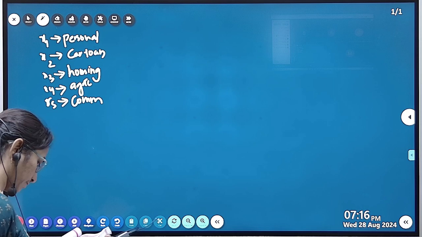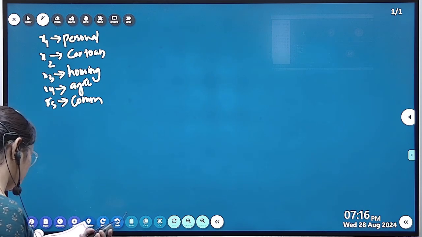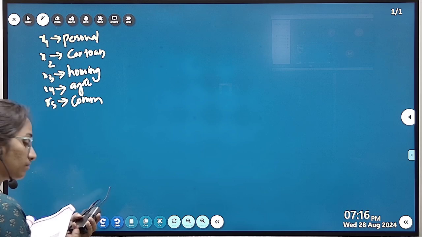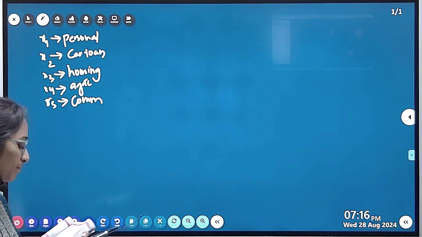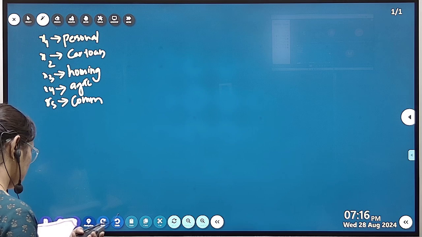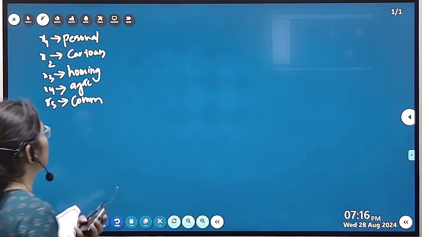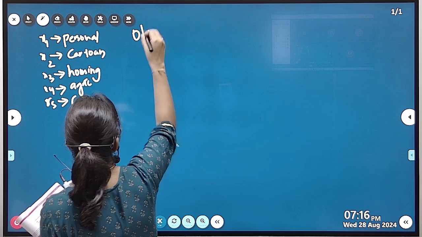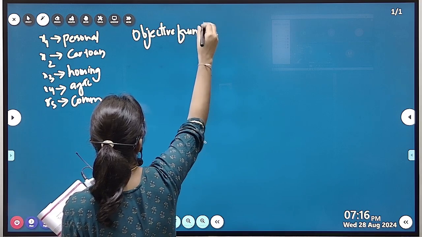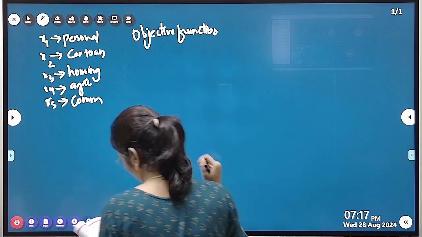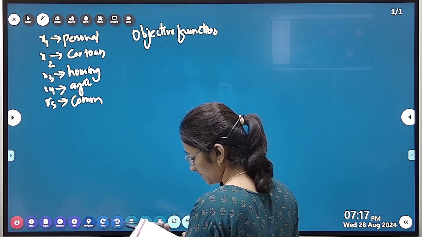So now what will the objective function be? Tell me. What will be the objective function? To maximize what? In the first line of the question, it involves a maximum of 600 million.